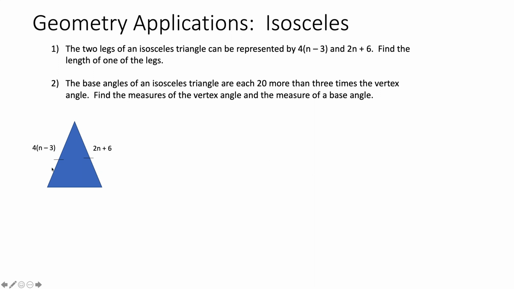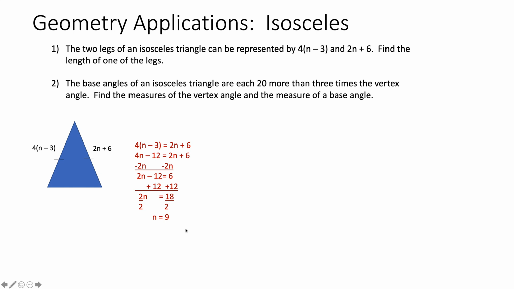So remember from this diagram that in an isosceles triangle, the two legs are equal. That's the little hash marks there. And since they're equal, I set up an equation where they're equal. Distributing the 4, subtracting 2n from both sides. That leaves me with 2n minus 12 equals 6, adding 12 to both sides. 2n is 18, dividing by 2, and n is equal to 9.